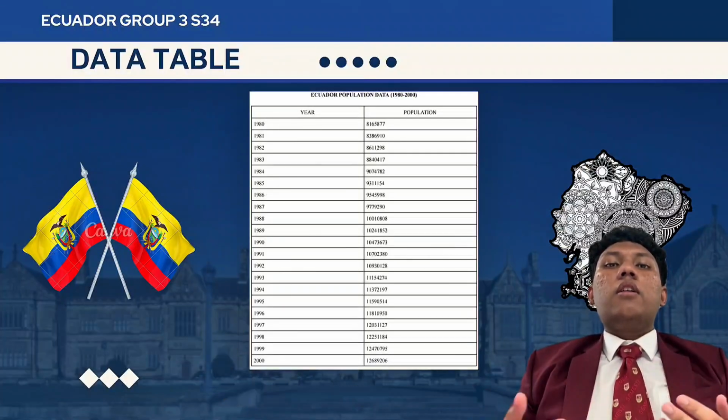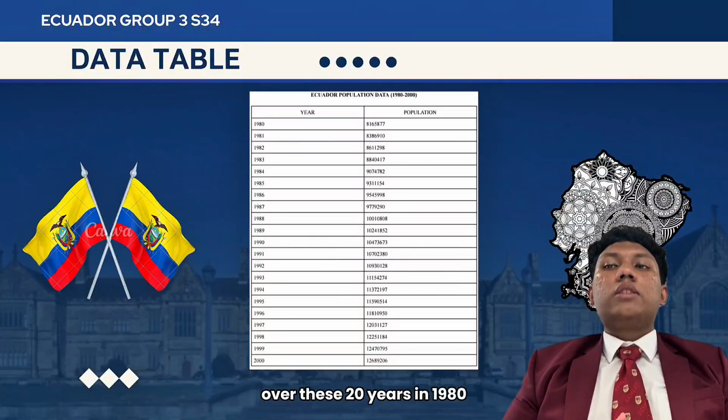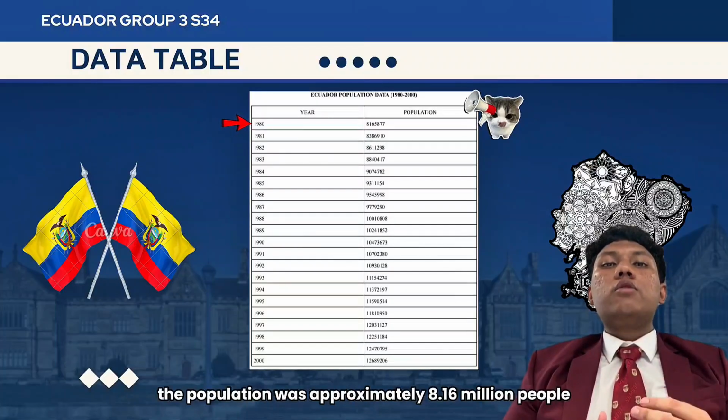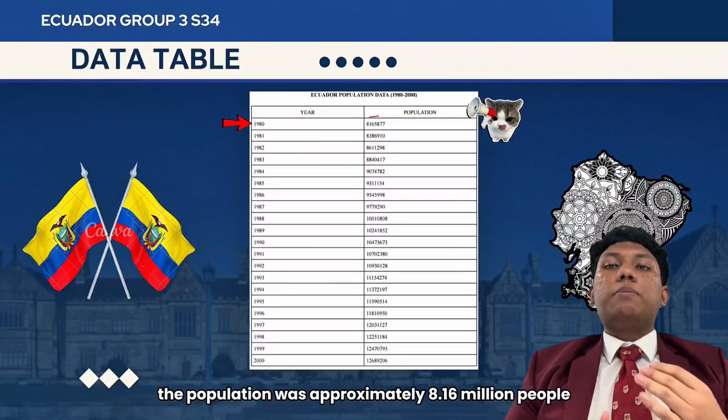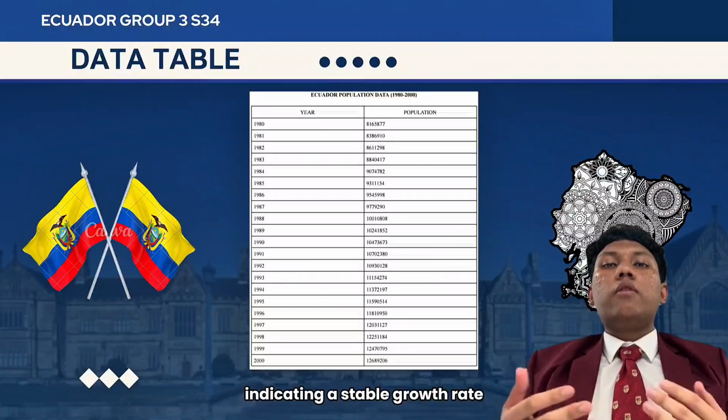Based on the data, Ecuador's population shows a steady and continuous increase over these years. In 1980, the population was approximately 8.16 million people. Each year, the population grew by around 200,000 to 300,000 people, indicating a stable growth rate.